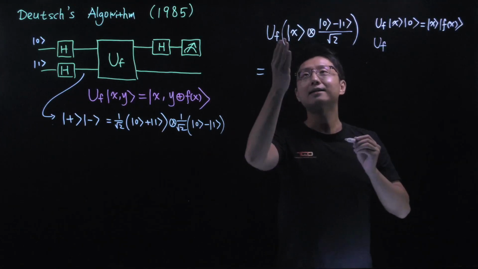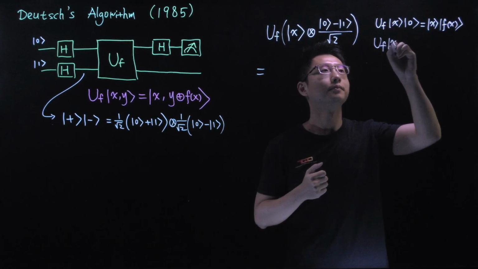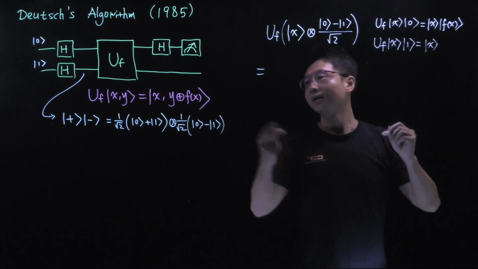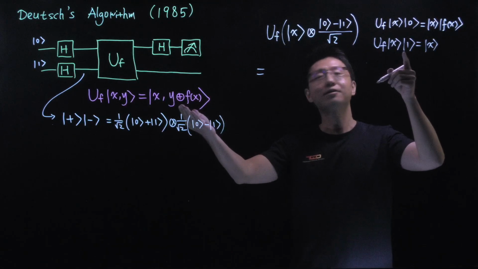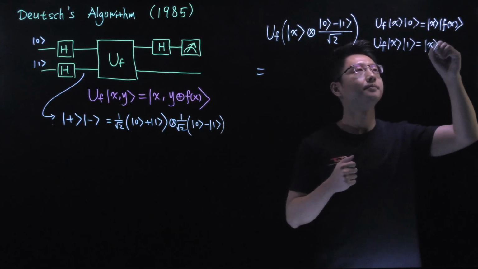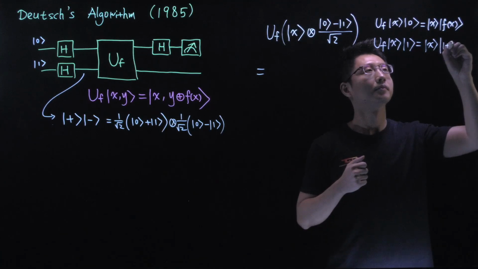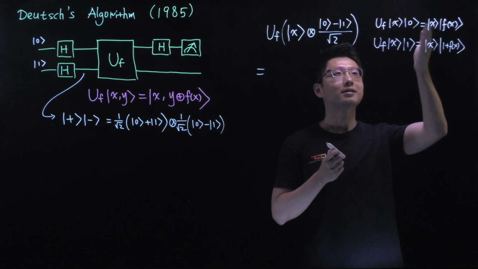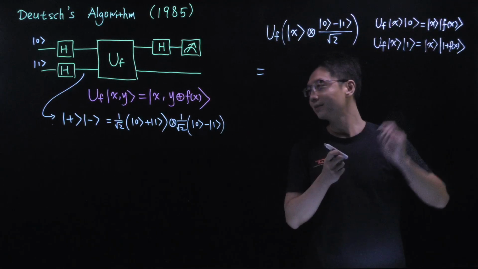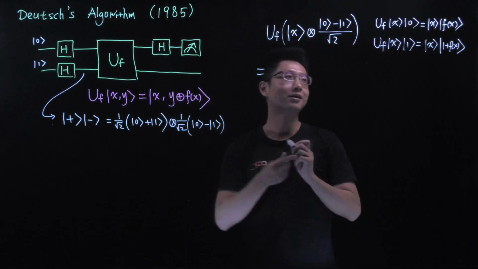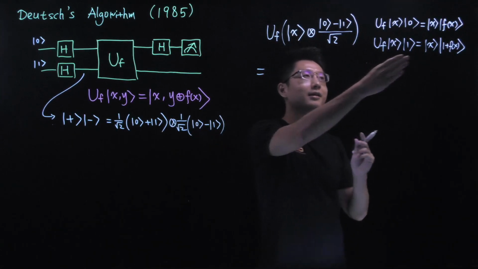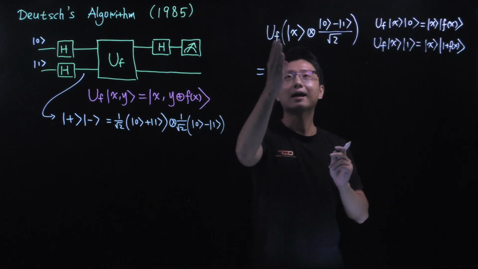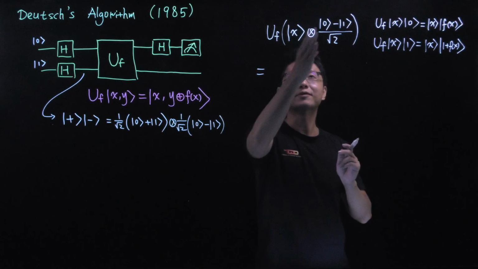And when the UF is acting on x with the 1, again, the x is unchanged. But here we have y, which is 1, so it becomes 1 plus f of x. Okay, here I have sometimes written down this expression without the tensor product or with the tensor product, or sometimes just write inside the ket. All of them are referring to the same thing. So now, since the UF on x and 0 gives us this, x and 1 gives us this, but now we have a superposition of them.